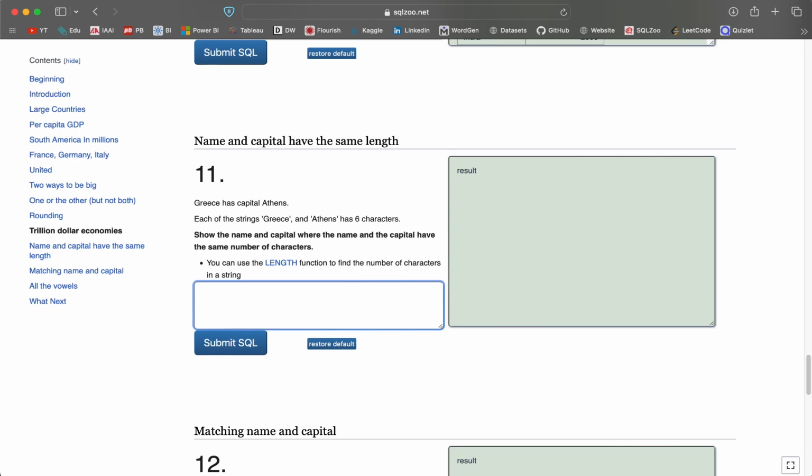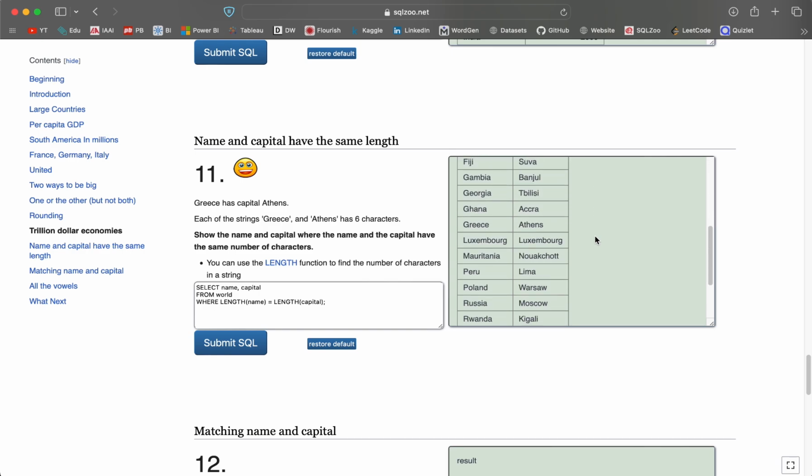Number 11. It says Greece has a capital, Athens. Each of the strings Greece and Athens has 6 characters. Show the name and capital of countries where the name and capital have the same number of characters. So we say select name, comma, capital from world where length name equals length capital. Let's run it. Beautiful. And there you go.